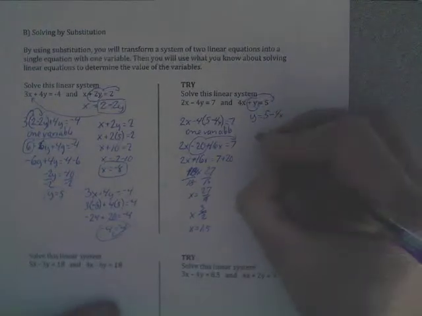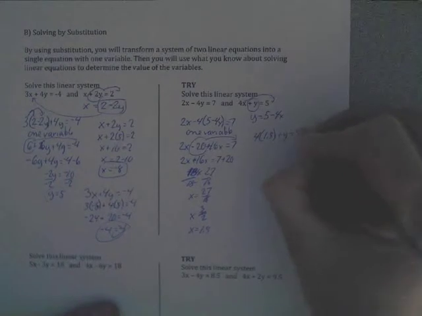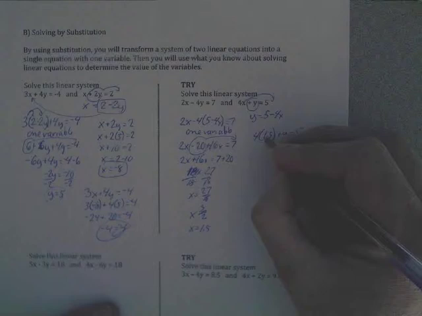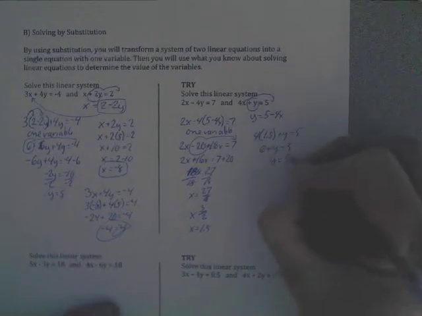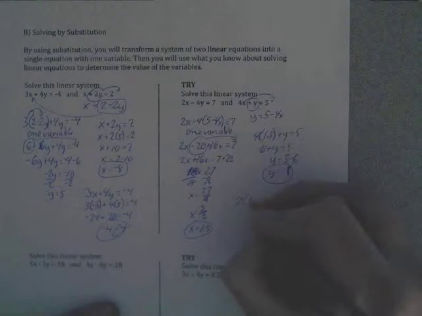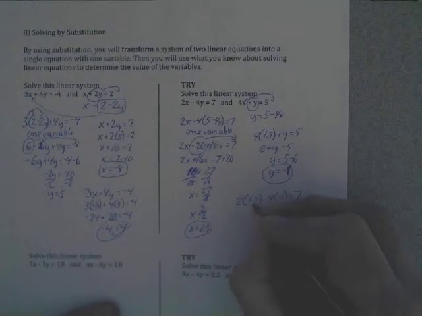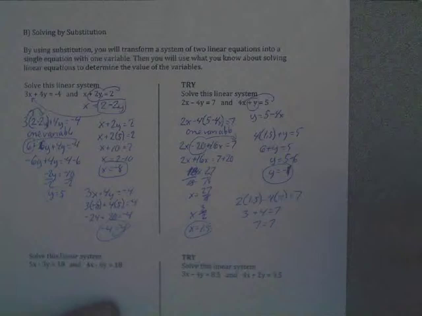Plug in the equation: 4 times 1.5 plus y is equal to 5. 4 times 1.5 is 6 plus y is equal to 5. Y is equal to 5 minus 6. Y is equal to negative 1. Plug these two answers in the other equation. 2 times 1.5 minus 4 times negative 1 is equal to 7. 2 times 1.5 is 3. Negative 4 times negative 1 is plus 4 is equal to 7. 7 is equal to 7, so it works.